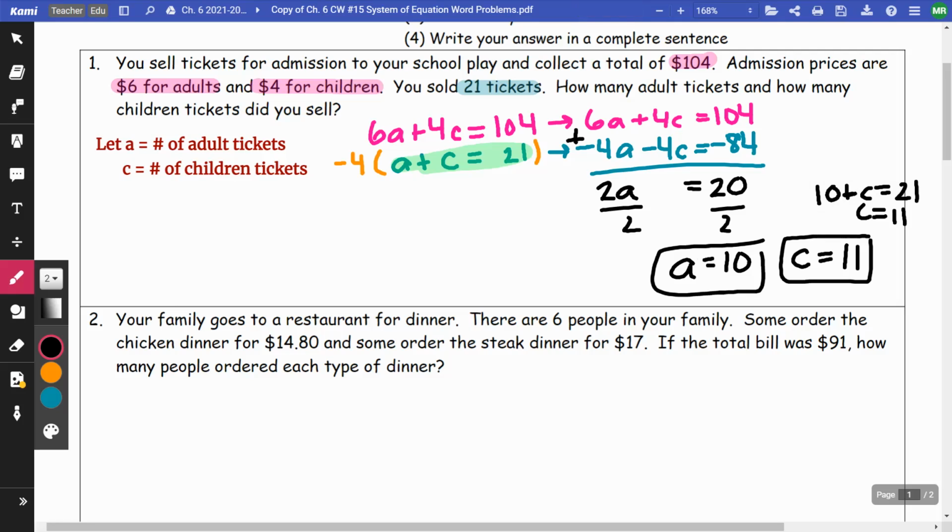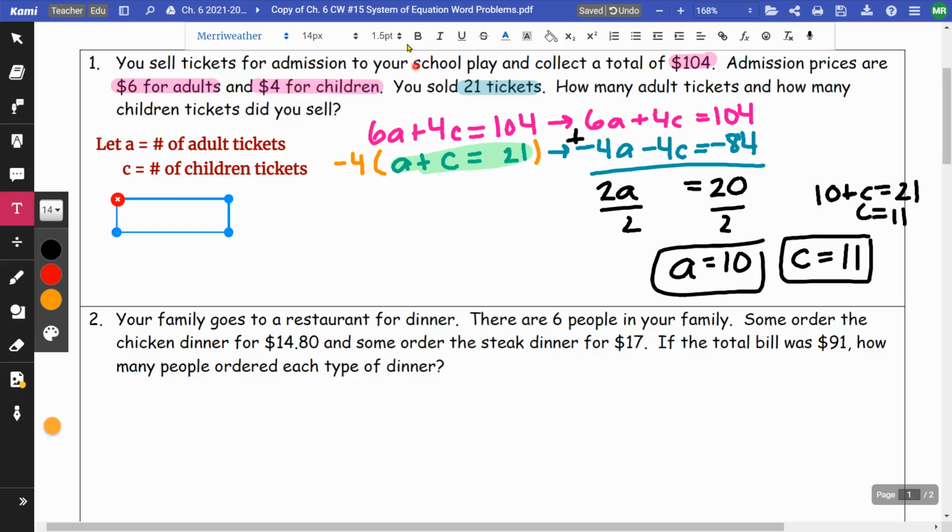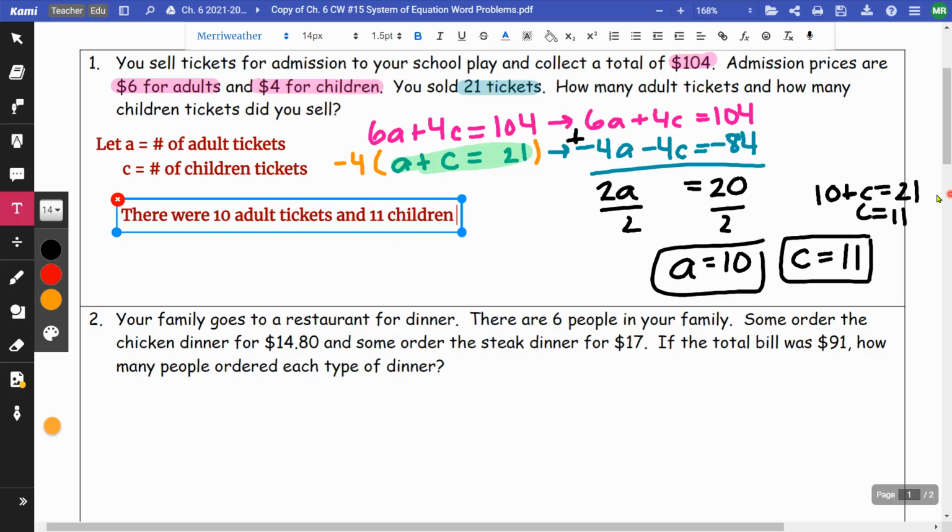And then, of course, we're going to write it in a complete sentence. And so there were 10 adult tickets and 11 children tickets sold. And that's going to be our answer.